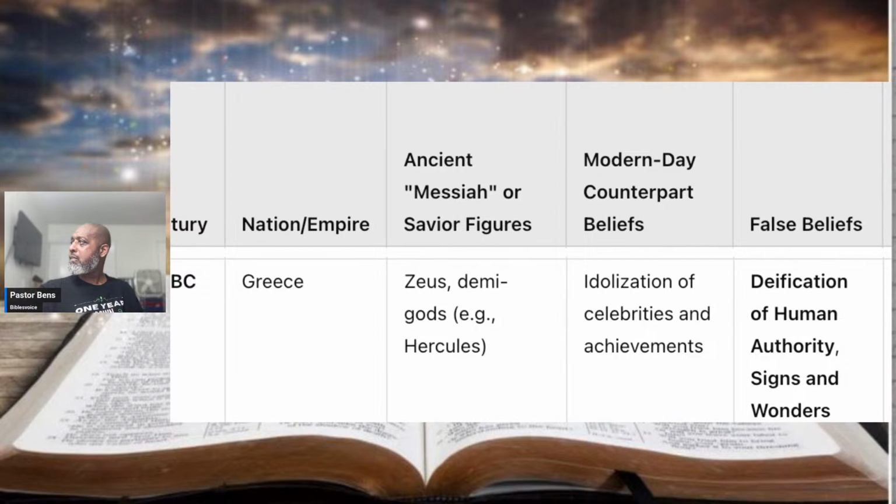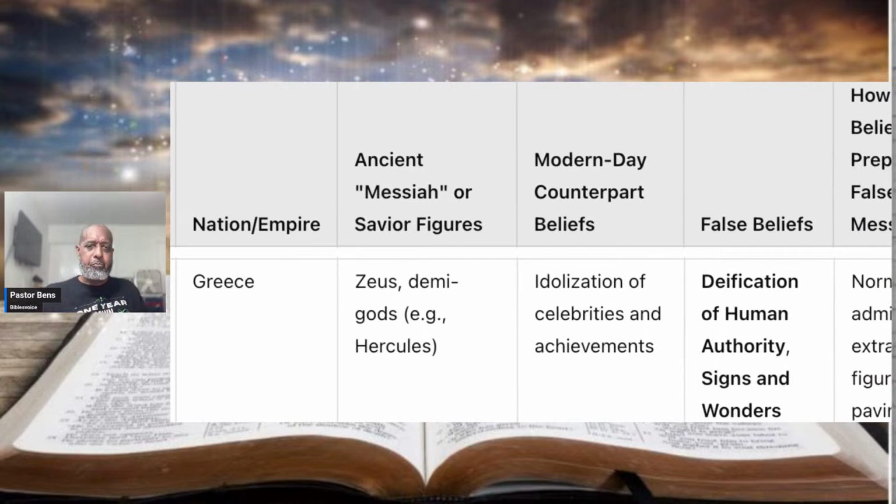What happened with the Greek Empire? What they brought to the table was this. They brought the idea of idolization of celebrities. Now, you may say, well, that idea of celebrities didn't even exist in Greece. No, it didn't. But that's where we are today. I'm going to show you how we got to the place of idolizing celebrities. Okay. Now, this is how we got there.